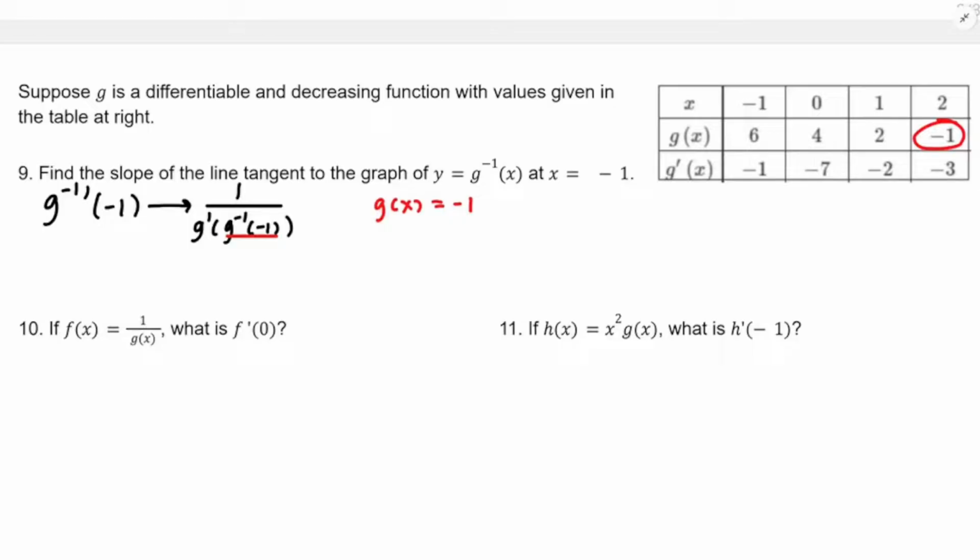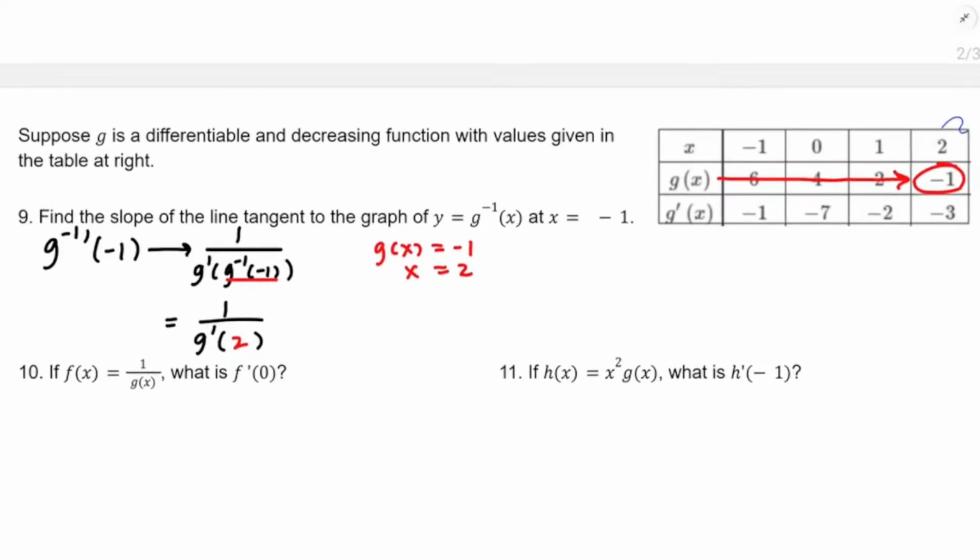And we want to have good wrong answer choices. So yeah, you're going to see -1 elsewhere, okay, but neither of those are what we want. We want g of x equaling -1. So we go and we look over there, it's going to be x equals 2. And so that's going to be 1 over g prime of 2. And, okay, so that's going to be g prime of 2 is -3. So I say that's 1 over -3.